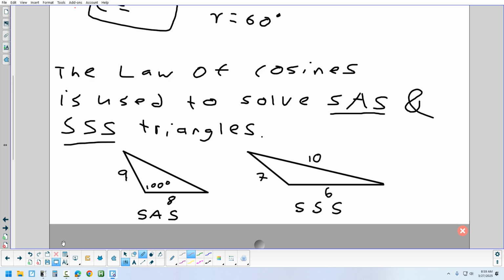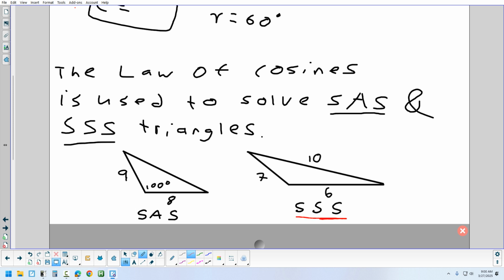The one on the right could either have no solution or one solution. It can never have 2. Okay, so that's the nice thing about law of cosines. You never have to worry about 2. That's impossible. But this still could have no solution.